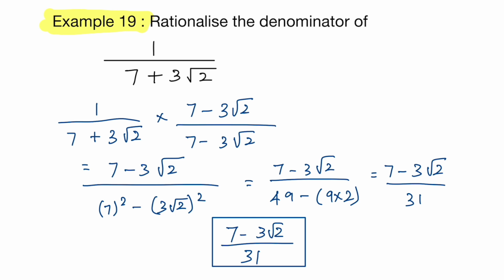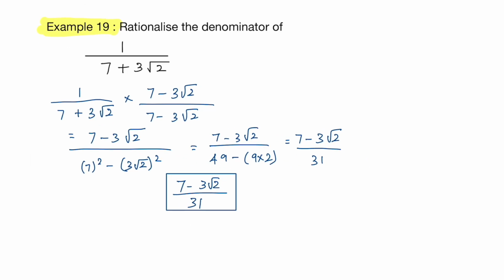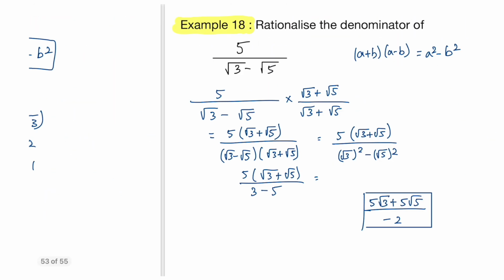I hope you have understood this. We are again using the same concept, a plus b into a minus b is equal to a squared minus b squared. And we have solved 4 examples in this video, and in all of them we have rationalized the denominator. I hope you understood these things.